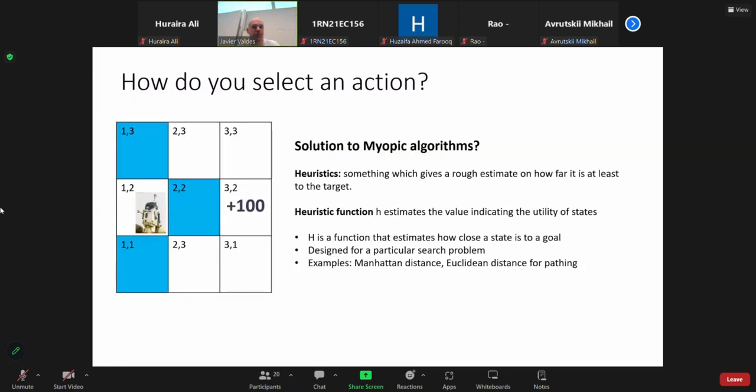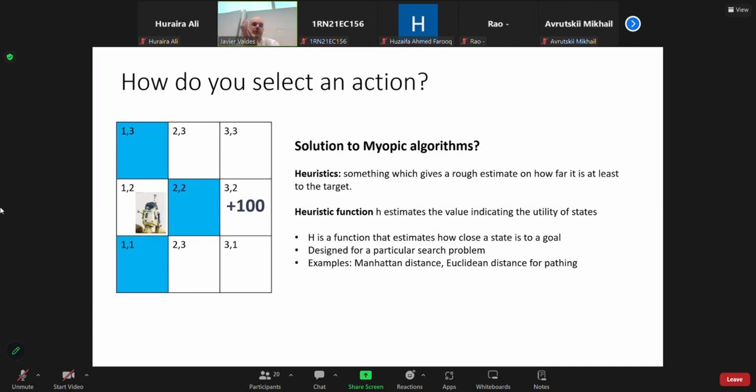So how can we find a solution for these myopic algorithms that are not taking into account the future, let's say, or steps ahead of the current state? We can use heuristics, and heuristics are rough estimates on how far it is at least to the target. So how much do we need to move in order to reach the target?